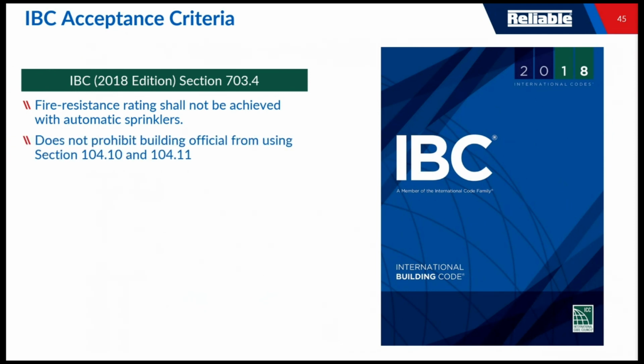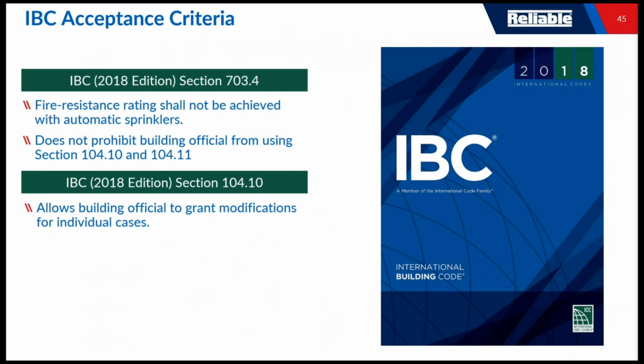Now, IBC gets a little tricky. If you read it, there's a section that states that fire resistance rating shall not be achieved with automatic sprinklers. So that just looks like right there, you completely disqualify the use of window sprinklers. But if you keep reading on, it talks about having the ability to use them if you apply sections 104.1 and 104.11. Now, 104.10 is the part that allows building officials to grant modifications on individual cases. So that opens up the door.